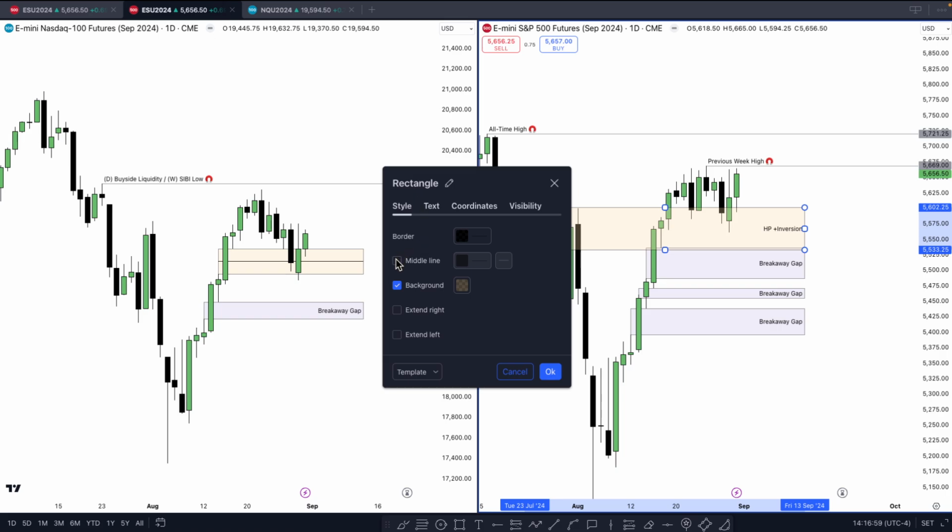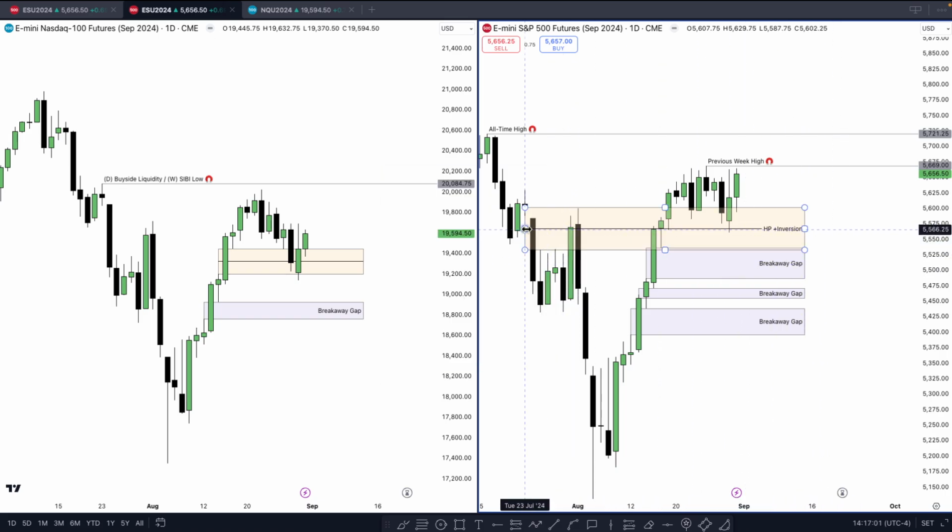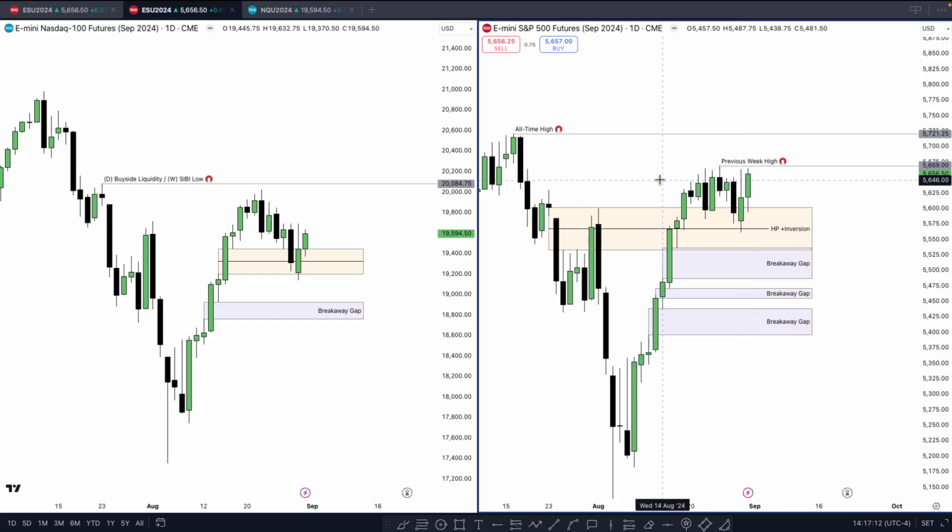And if it does, what do you want to see? The bodies respect it. So if I put the middle line here, look at what it's doing here. See how it's respecting that? Yes, we wick to it, but the bodies tell the story. Okay, now we're finding support out of this and pushing higher to some engineered buy side liquidity.